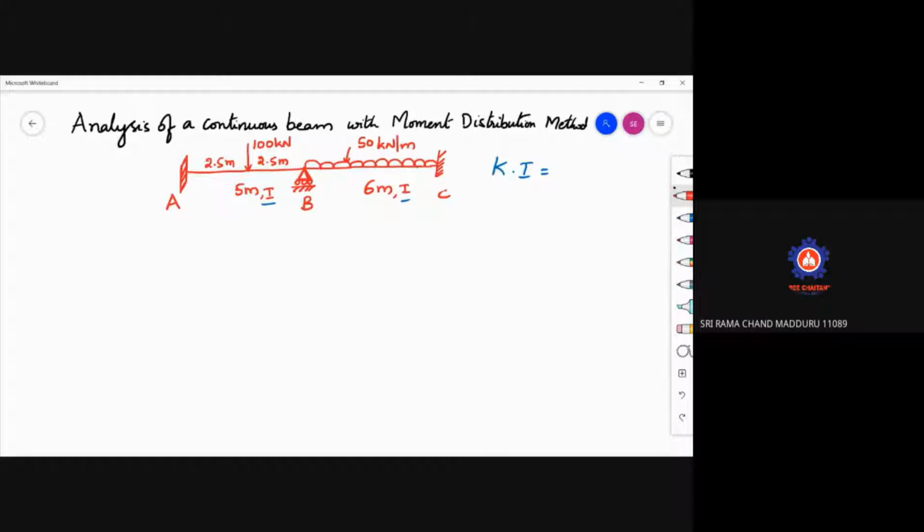Analysis of a continuous beam with the moment distribution method. When A and C are fixed, B is a continuous support. So you can understand here the kinematic indeterminacy is equal to 1, which is theta B. So theta B is the unknown here. Now we can calculate the fixed end moments.